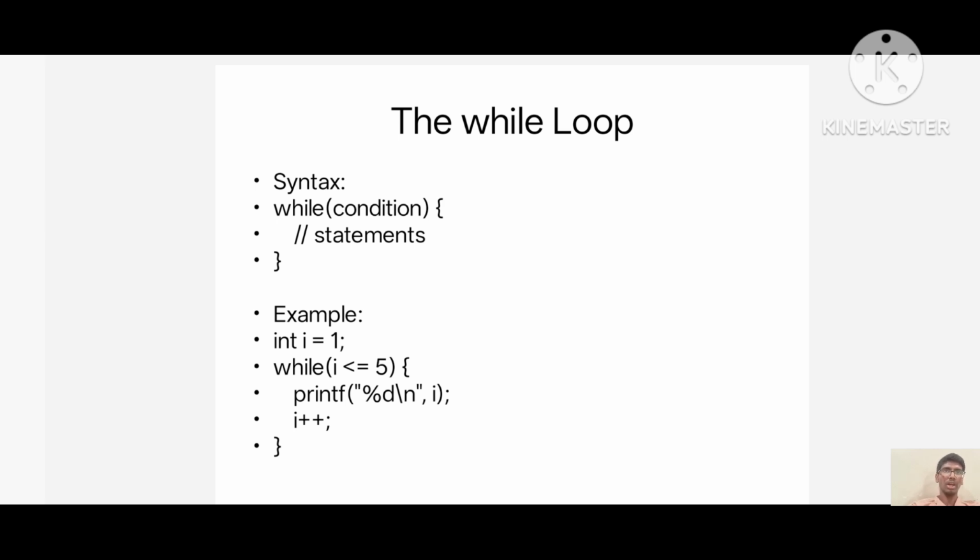The example for the while loop is: while (i <= 5) { printf("%d", i); } In this, the output is the numbers 1 to 5. The condition is checked each time and then it is updated. This is an example for a while loop.